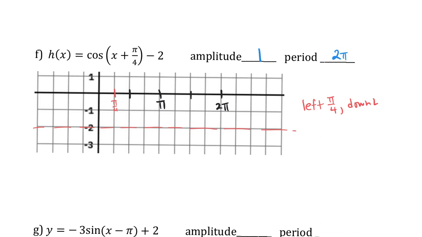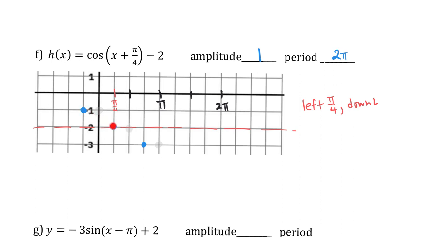Now I'm going to think about how I would normally graph my cosine graph. Normally cosine starts at 1 from the midline, and then normally goes 0, -1, something like that. I want to go left pi over 4. Pi over 4 is 1 space. So I'm going to take this dot and go left 1 space. And then I'm going to go to my next dot, and go left 1 space. I'm going to go to my next dot, go left 1 space. And then once you see the pattern, you're going to follow the pattern.